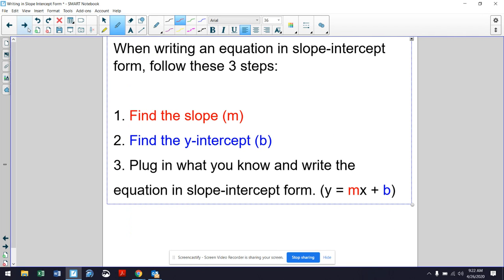So we're going to follow the same three steps, and we're going to see a variety of different information we're given in order to write an equation in this form. So we'll always follow the same steps. We'll identify the slope, we'll identify the y-intercept, and then we'll plug that information into the form y equals mx plus b to write our equation.